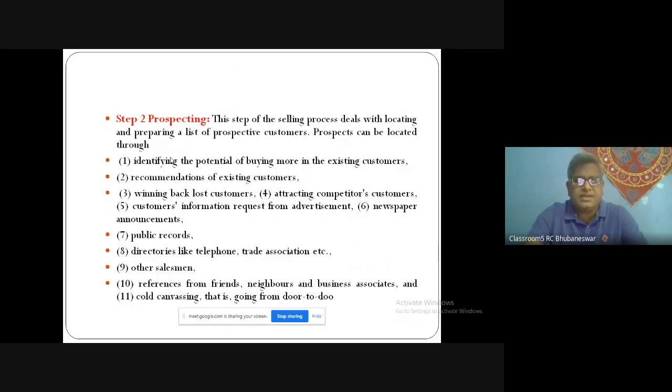So my dear students, if you talk about step number 2, that is prospecting, you can identify existing customers, public records, telephone directories, and trade sources, where you can get the particular data. Who the competitors are, news announcements, and different ways you can collect information.